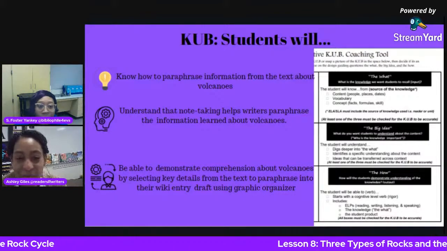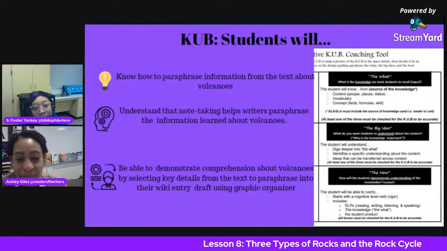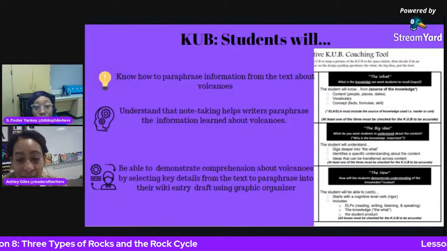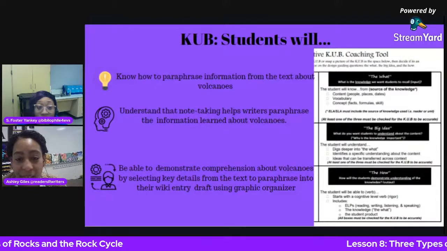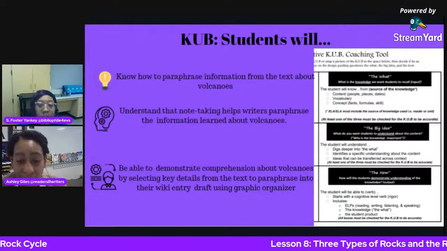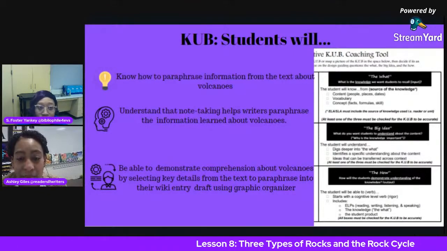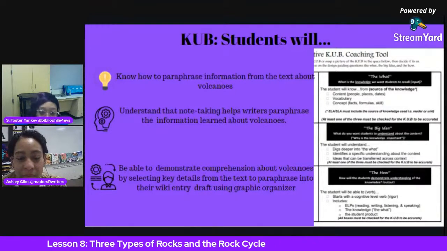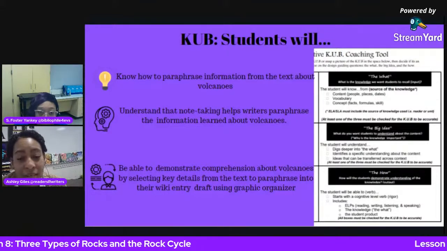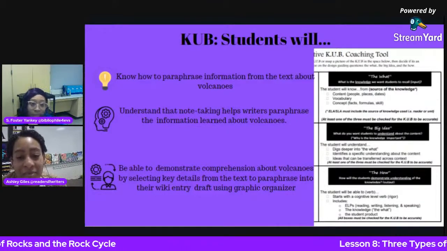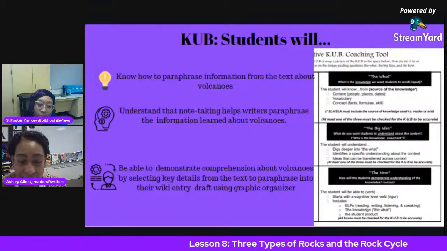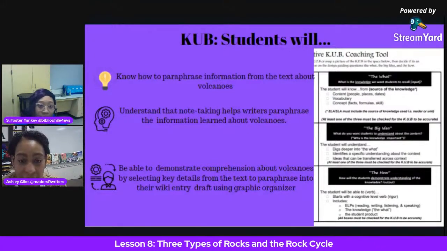Know to paraphrase information from the text about volcanoes. I might put know what paraphrasing is at the top. Okay. Because how to do it should not be at the know. Yeah. Right. Gotcha. Okay. So what would you say? Know what it means to paraphrase, or they will know what paraphrasing is.